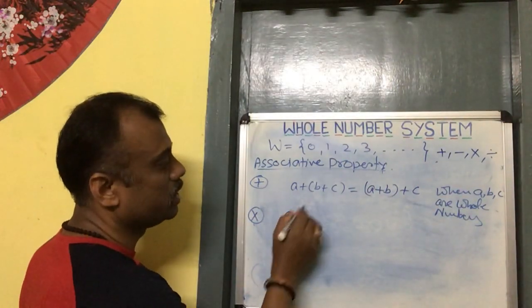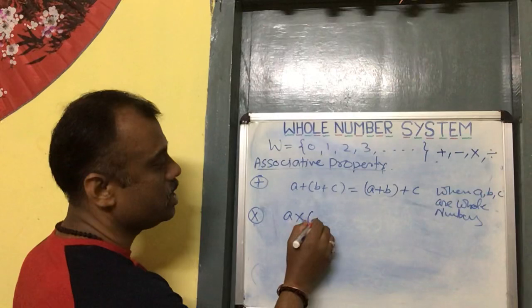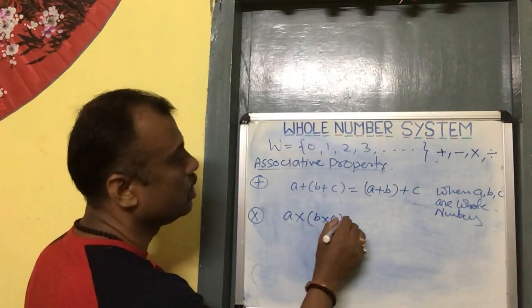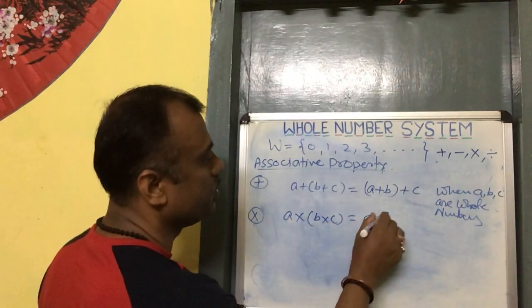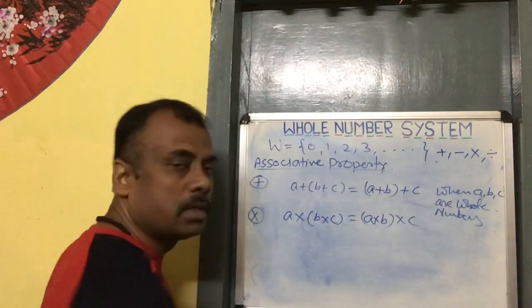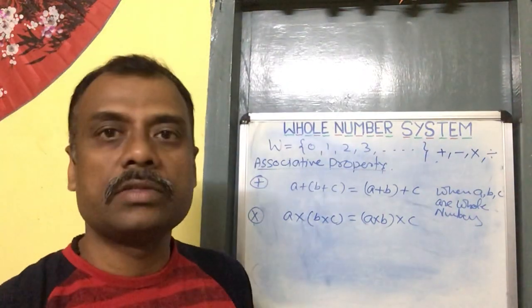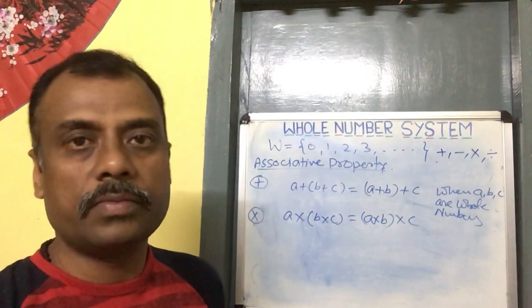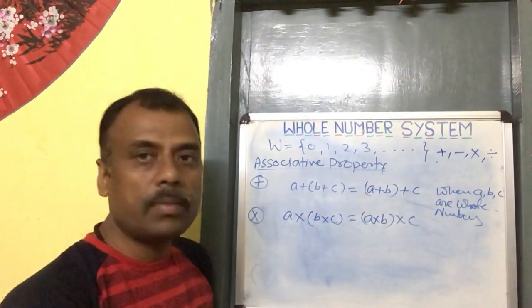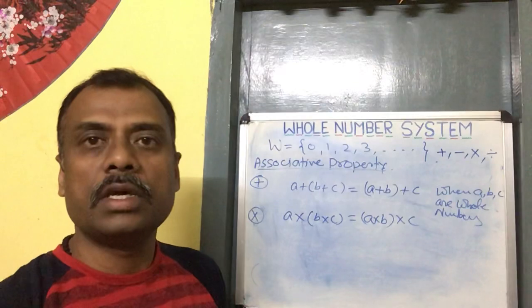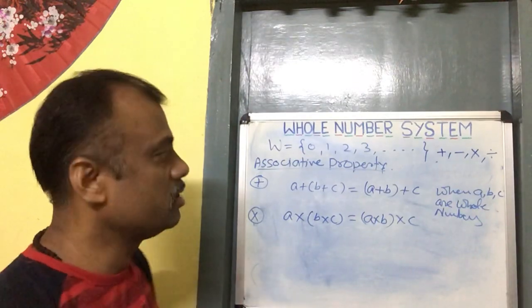Also I am going to take the same numbers: A into B into C, or we can write A into B into C. These properties are useful in calculation also. That's why we are discussing the properties of the numbers, because with the help of the properties we can reduce the length of our calculations.